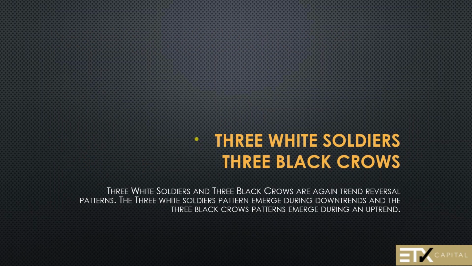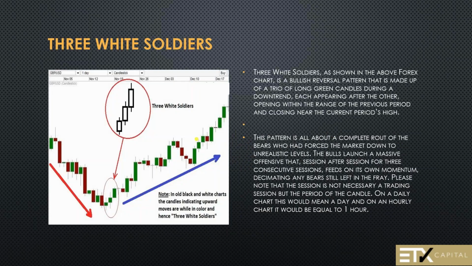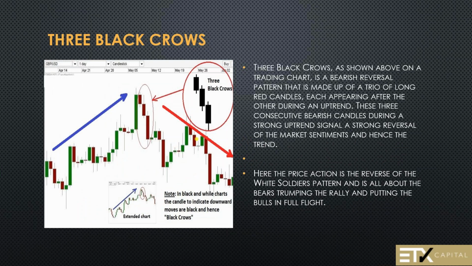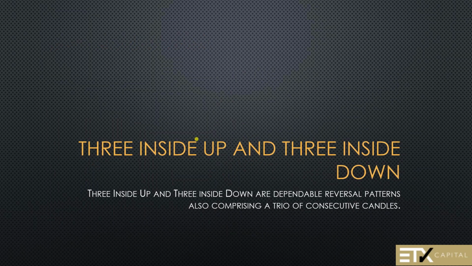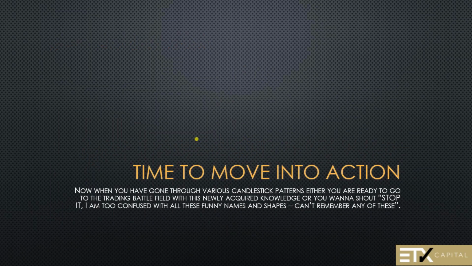because we want to get a little bit past these. But there are the ones I mentioned earlier in class: three white soldiers, three black crows. These could be three green soldiers and three red crows, but the black and white names came long before we had computerized charting. Then we have the three inside out and the three upside down.